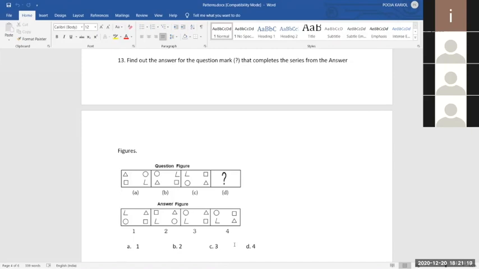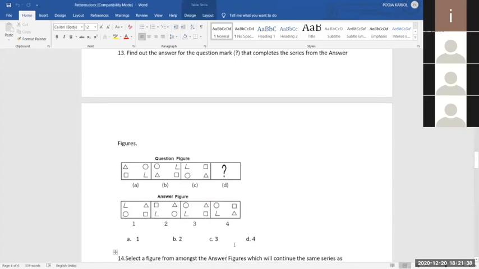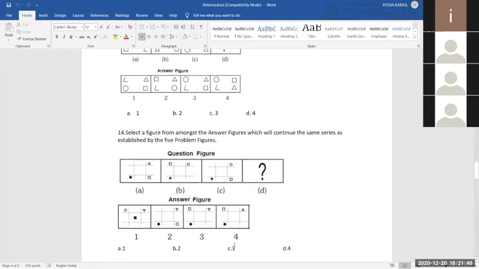It is moving. The top two on the left side are moving anti-clockwise, and these two are also moving anti-clockwise, rotating basically. So second one. Any confusion? What about the 14th one? Try it.